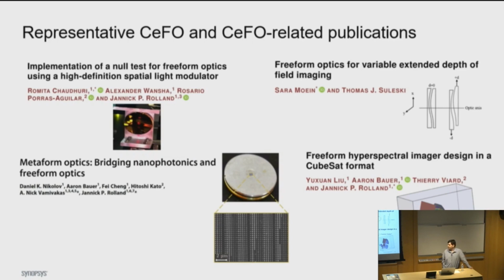So you have things like null tests for freeforms. On the top left, you have an Alvarez type design approach in the top right. In the bottom left, you have some work that was done in so-called metaform optics. So this is meta optics plus freeform. That's work that's being looked at. And in the bottom right, we have a CubeSat format freeform hyperspectral imager. So this is just a snapshot of the work that's being done at CFO.